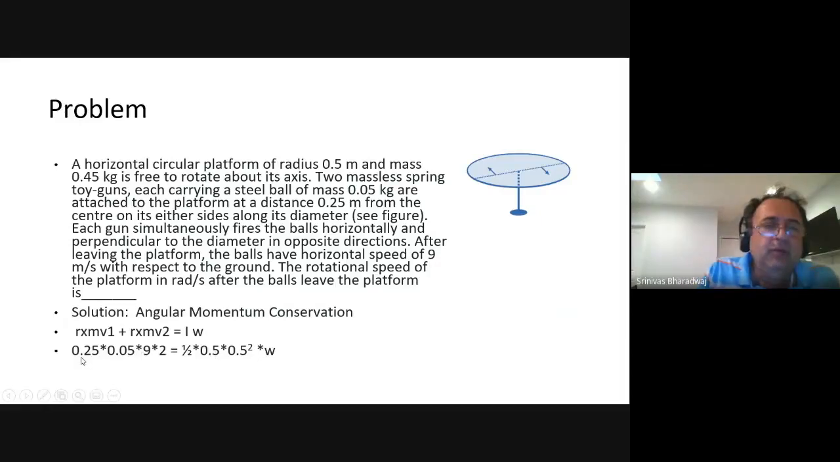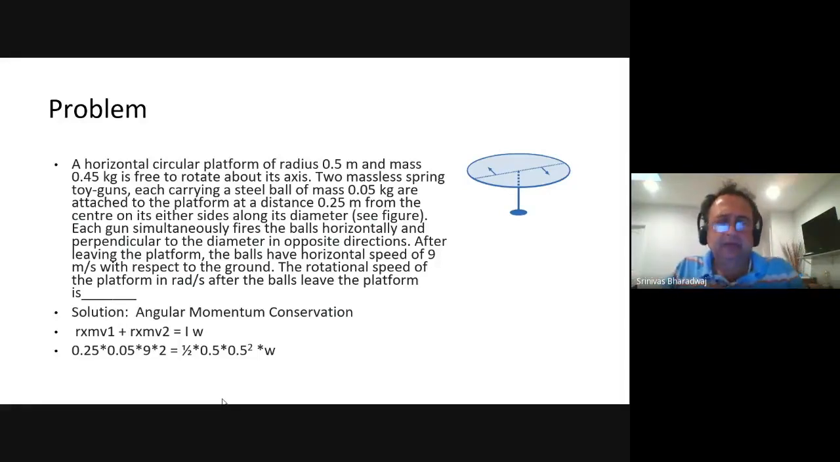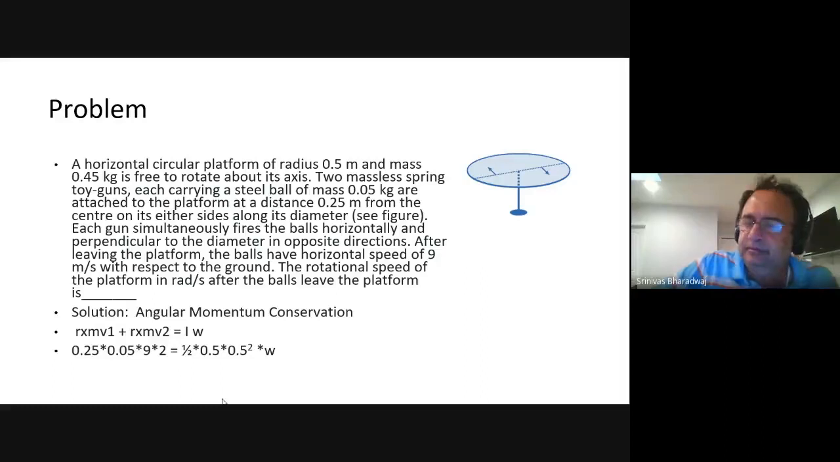Okay, so 0.25 times this is r cross mv, right? So it's at this distance is 0.25, so that is r, right? M is each of the bullets, 0.05, right? The velocity with which it is fired is 9, right? So 0.25 times 0.05 times 9 times 2, because there are two guns, okay, equals half mr square times omega. This is a conservation of angular momentum problem.